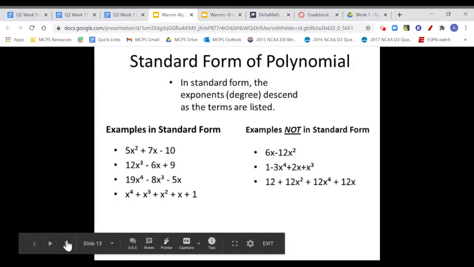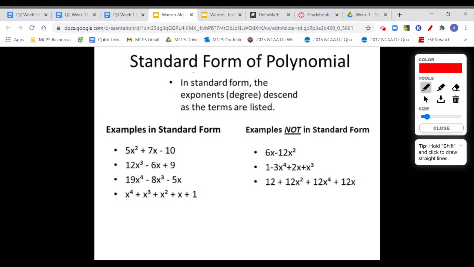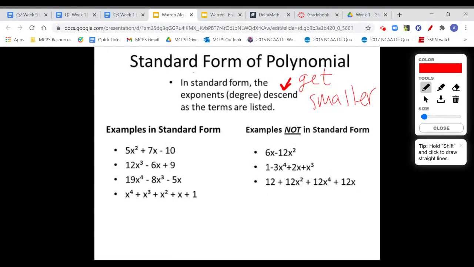Okay. Now we're going to talk about what standard form is. So in standard form, the exponents descend as terms are listed. So what does descend mean? Descend means that they get smaller. So you start with your largest exponent first, and then they go in descending order, meaning smaller and smaller every time. So examples in standard form include 5x squared plus 7x minus 10.